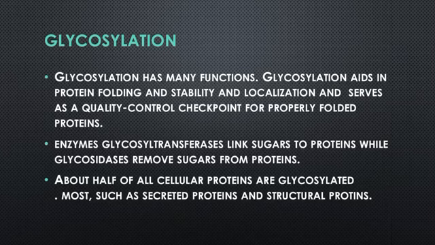Glycosylation. Glycosylation has many functions. We will talk about its relationship with protein, meaning glycosylation aids in protein folding, stability, and localization, and serves as a quality control checkpoint for properly folded proteins. Enzymes glycosyltransferases link sugar to proteins while glycosidases remove sugar from proteins. About half of all cellular proteins are glycosylated, most such as secreted proteins and structural proteins.